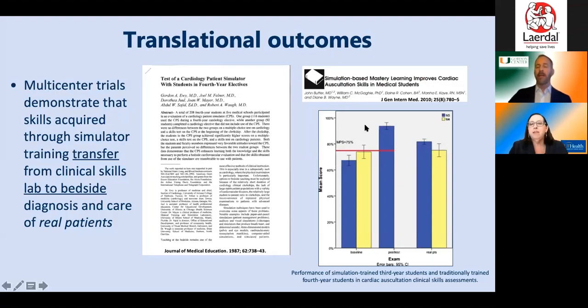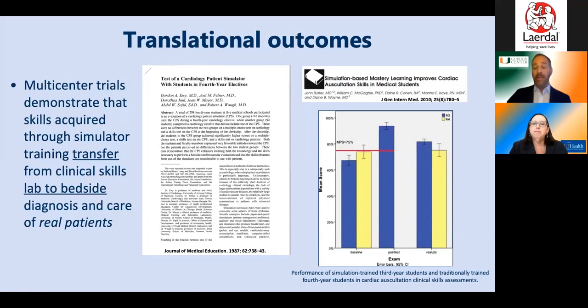More recently, about 10 years ago, at a number of medical schools in the Chicago area, some of our colleagues at Northwestern also looked at this. In blue, you have third-year medical students. In yellow, fourth-year medical students. The third years were trained with Harvey. You can see that at baseline, both groups fell below the MPS, the minimum passing standard that was set by an expert panel. But after training, the simulator group had very significant gains and were well above the MPS.